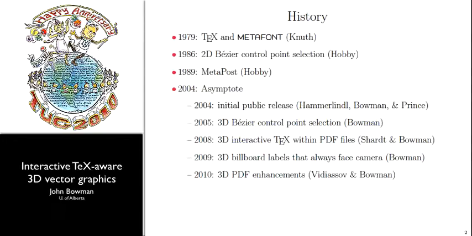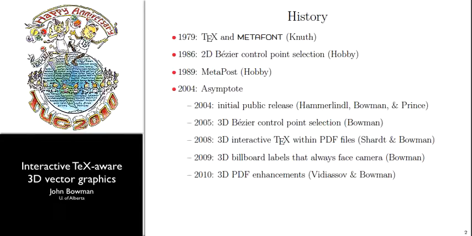So this is some of the history of Asymptote. It was very strongly inspired by TeX and Metafont, and in particular the idea of a path, and we make direct use of the control point selection algorithms by John Hobby, and also the Knuth concept of a path. TeX dates back to 1979. The second version of Metafont, which has the control point algorithms I'm talking about, was in 86.